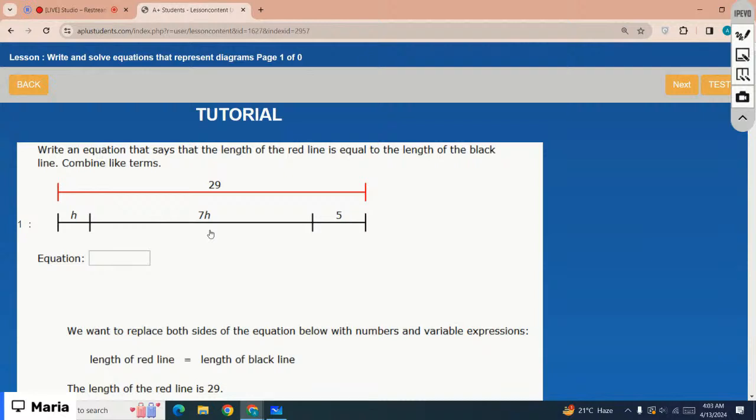right above the red line you are given 29, right? And the black line has exactly the same length like 29, like the red line, but it has three portions. The one of them is h, then the 7h, and then 5, right? So they both are exactly equal, right? So you can write it as 29 is equal to h plus 7h plus 5, right?